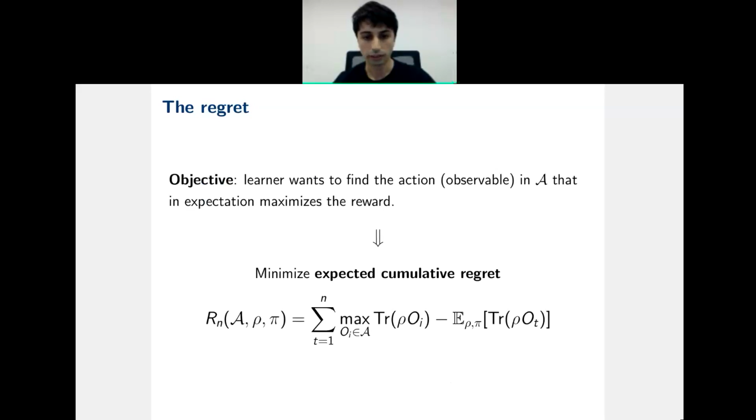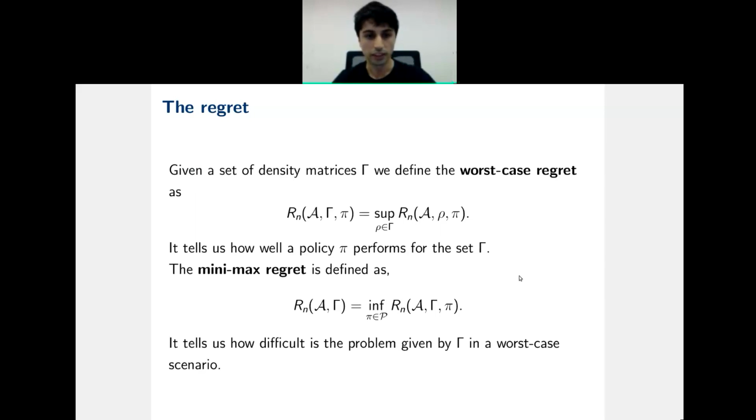What we have to keep in mind is that the formal regret is just the relative loss between the expectation value of the best thing that you can do, so the best observable that you can choose, and the one that you are choosing at each round. And this minimax regret, as I said before, tells us how well a policy performs for a given problem. Remember, the problem is given by the set of actions and the set of environments. The actions are observables, and the environments are the set of quantum states.